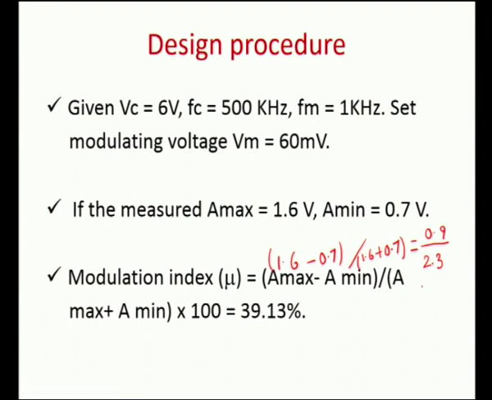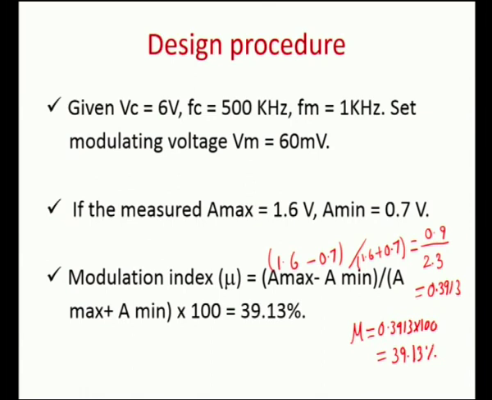0.9 divided by 2.3, when you compute, its value will be equal to 0.3913. Modulation index is a unitless parameter, usually expressed in terms of percentage. So, 0.3913 into 100 will be the modulation index in percentage. So, the value will be 39.13 percent. For these typical measurements, we get a modulation index mu equal to 39.13 percent.